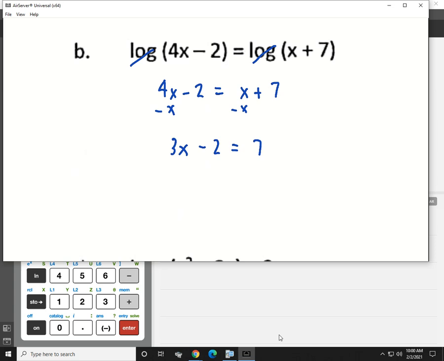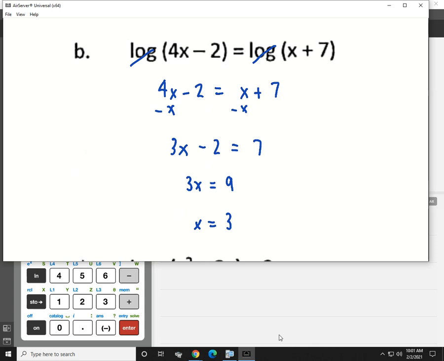Okay, now what? You add the 2. So what's 7 plus 2? 9. So 3x equals 9. Last step. Divide by 3. So 9 divided by 3 is 3. So let's go check that one real quick.